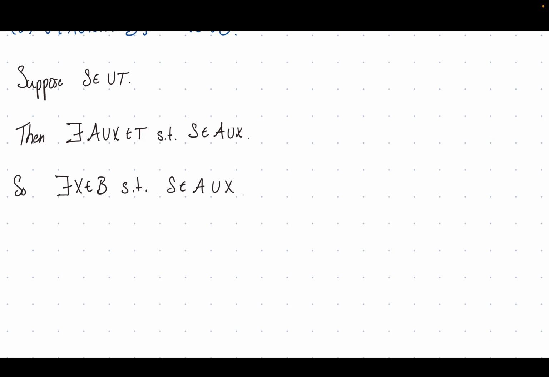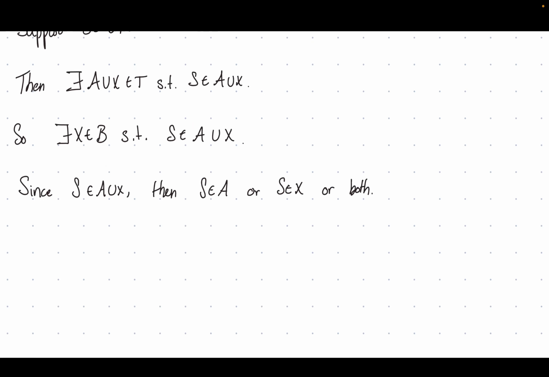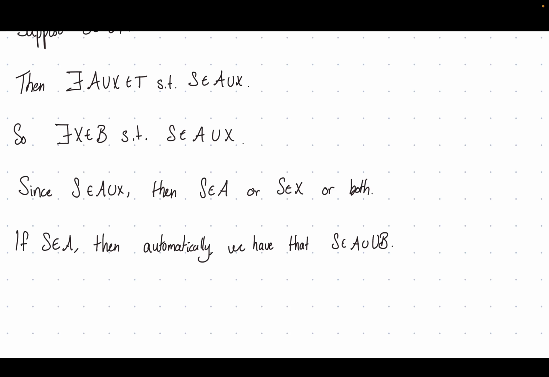So again, this proof decomposes into two branch points. The first one is if S is in A. Rather, I'll just spell it out. Since S is in A union X, then S is in A or S is in X or both. Okay, now if S is in A, then automatically we have that S is in A union the union of B. So that's a pretty simple branch that we can get out of the way real quick.